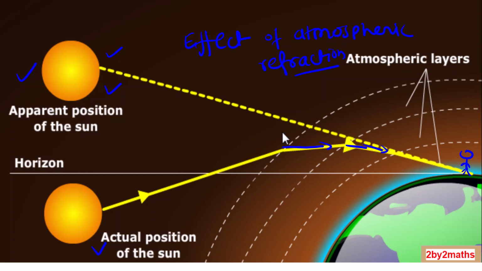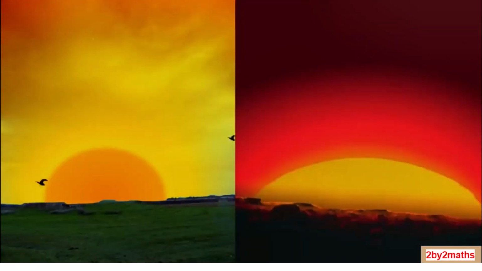Same thing happens at the time of sunset, that we keep seeing the sun for a short while. कुछ समय के लिए हम देख पाते हैं सन को. After it goes below the horizon, मतलब कि सन सेट हो चुका है फिर भी हम सन को देख पाते हैं. And this is also the phenomenon of atmospheric refraction.